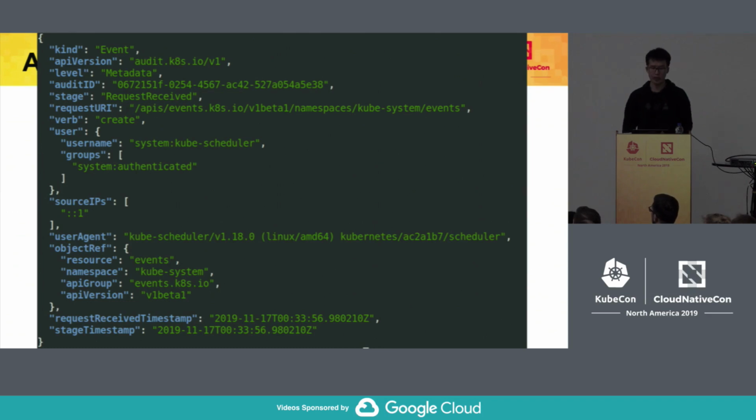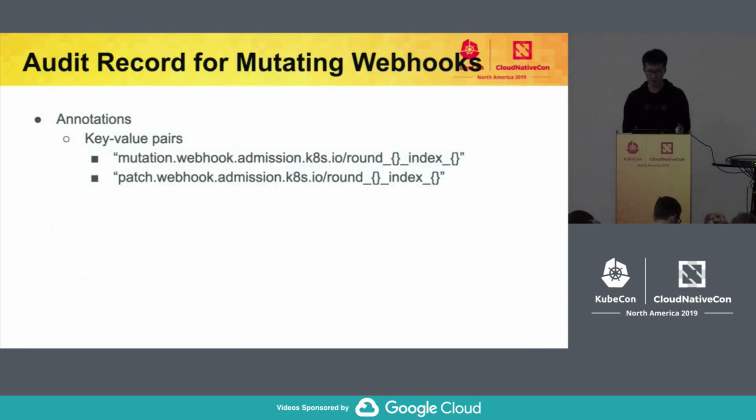And I just pulled some random audit log record from my cluster. Here is a record. The record is actually called an event. It's defined under the audit.k8s.io/v1 API version. This is a metadata level audit record, so you won't be able to see what was actually in the request. But basically, this tells us someone was creating a Kubernetes event in the kube-system namespace. The creator was someone called the kube-scheduler, and we have some other metadata level information, for example, the timestamps.